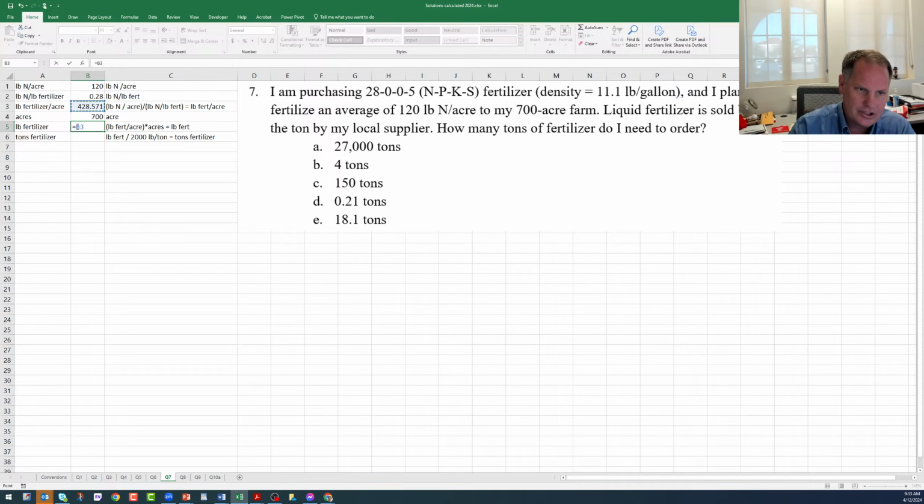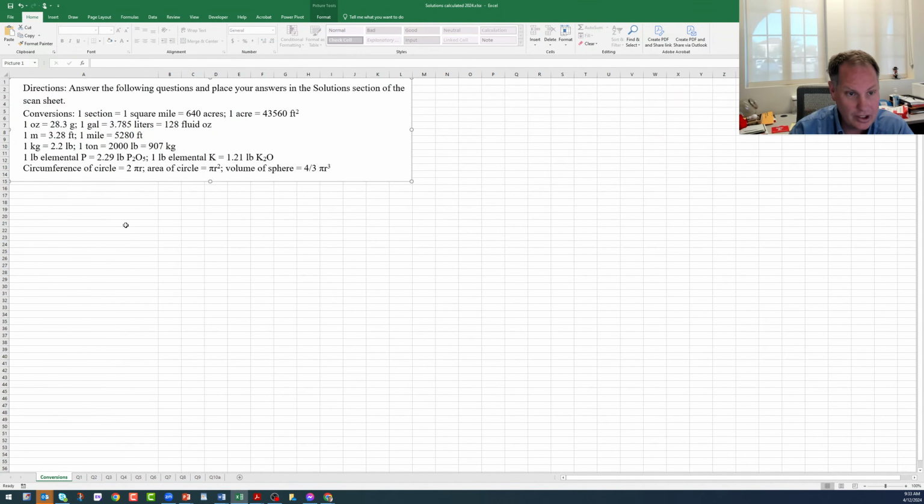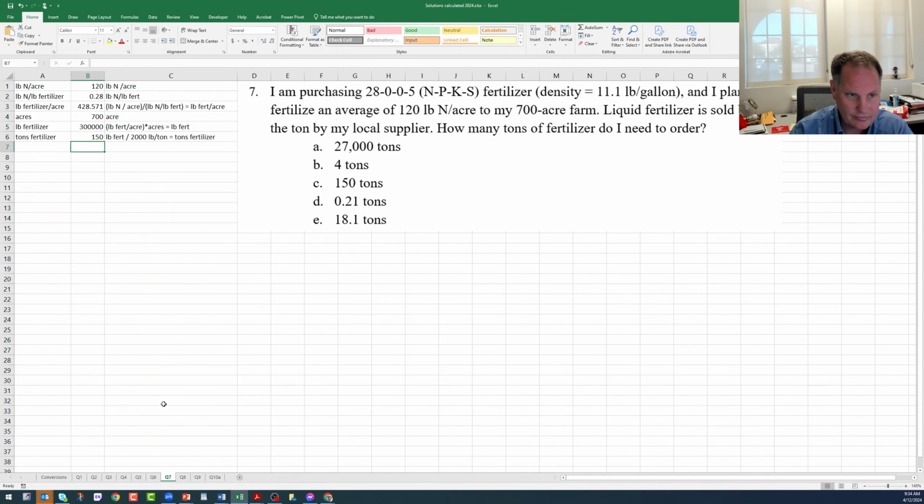We've got to do that over 700 acres, so I'm going to do pounds per acre times the number of acres. Now I need to take my total pounds of fertilizer and divide by the number of pounds in a ton, which is 2,000. If you're uncertain, I think we have a conversion there. Yep, 1 ton equals 2,000 pounds. So I get 150 tons of fertilizer, which is answer C.